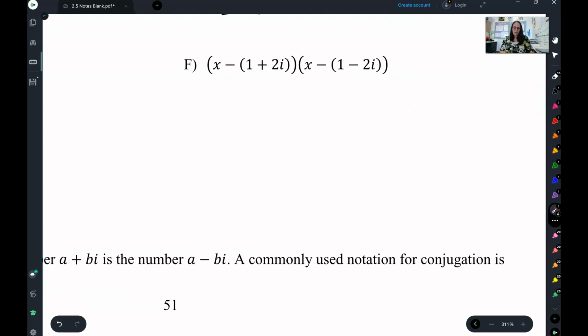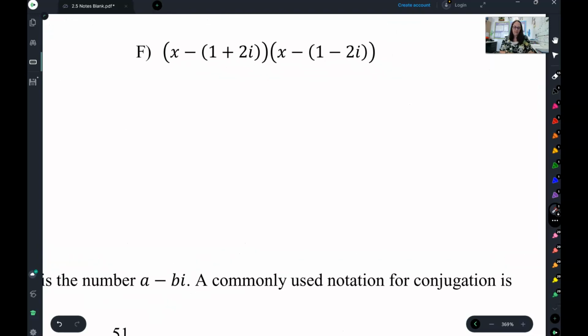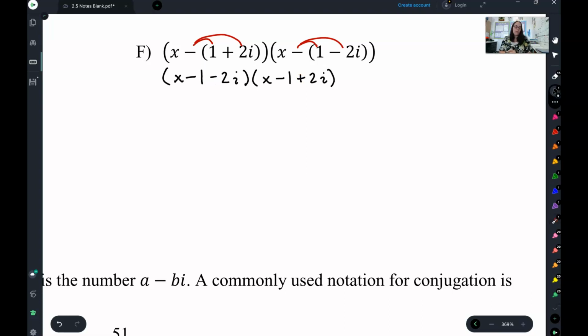Last one for this one. Notice that once again I have conjugates here, 1 plus 2i, 1 minus 2i. You do need to FOIL these out. So what we're going to do is start off by distributing my negative here. So I have x minus 1 minus 2i. And distributing here, I have x minus 1 plus 2i. Conjugates are still there, 1 minus, 1 plus. And we need to FOIL this together.